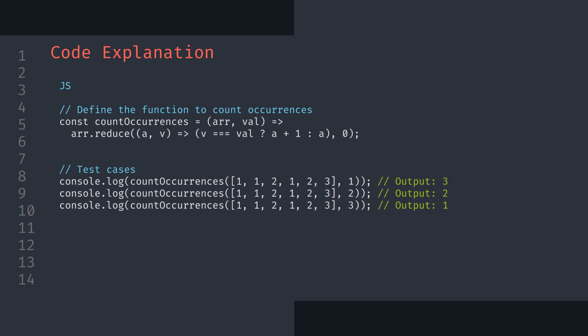This function leverages the reduce method, which iterates through the array. For every element, it checks if it matches the target value and increments the accumulator accordingly. The accumulator starts at 0, and by the end of the iteration contains the total count of the target value.